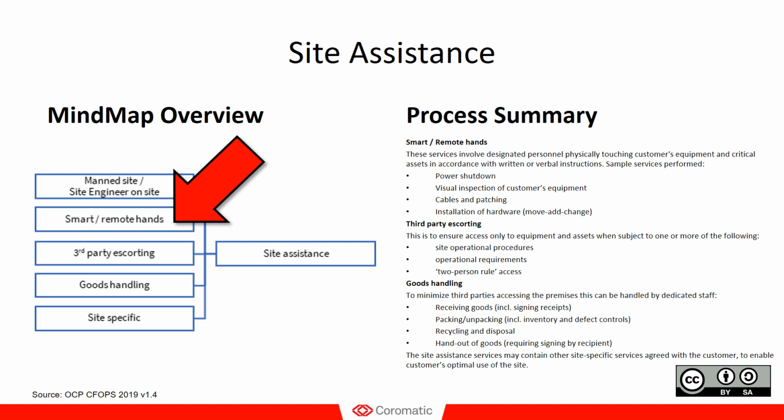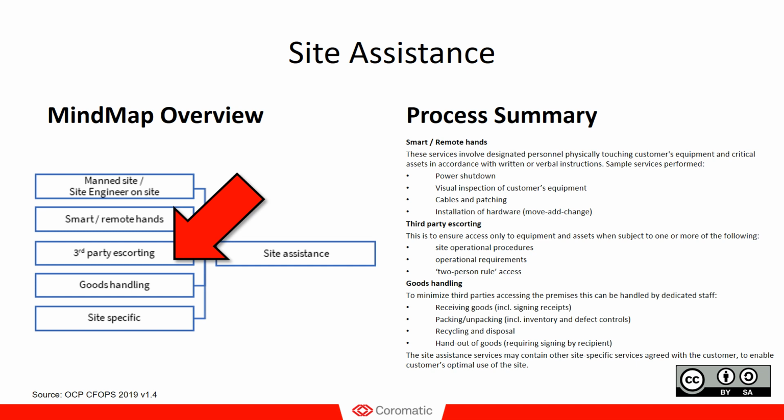The next one is third-party escorting. This is to ensure that access is only made to equipment and assets where the individual needs to be. For example, it could be let's say a vendor that needs to get access to a certain product to replace it because it's a highly specialized expert that doesn't necessarily have a general access to the site only for this particular event, and thereby needs a trusted person to follow them to make sure that they end up in the right space and get access to the right technical area. It could also be other rules for on-site works, for example, 2 rules or health and safety requirements.